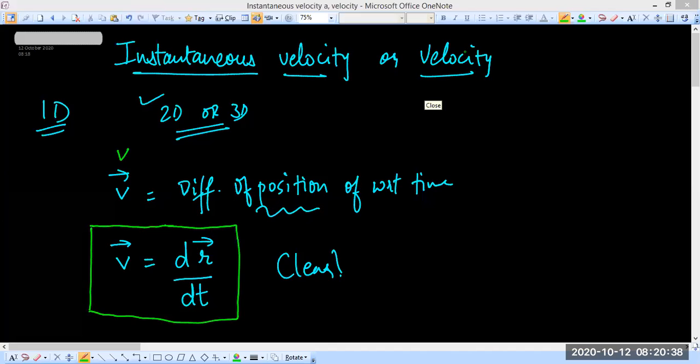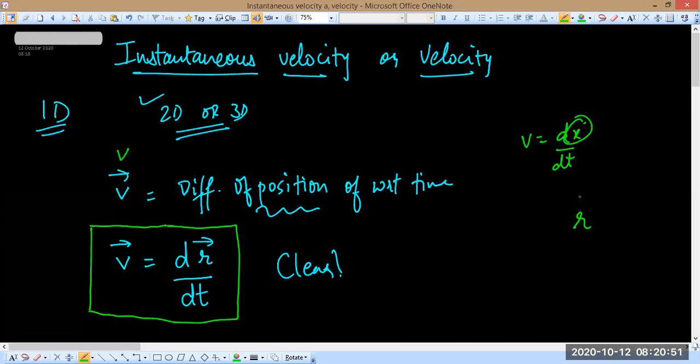No, Vedant, r is position, r is not displacement, r is position. Just like we used to write v is equal to dx by dt, now instead of position x we are writing position r vector, so it's like this. I hope that is clear. So r vector is the position.